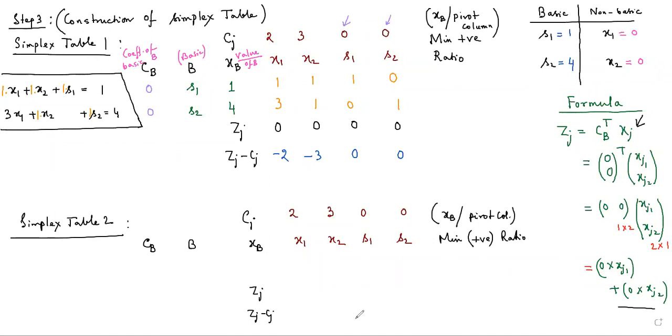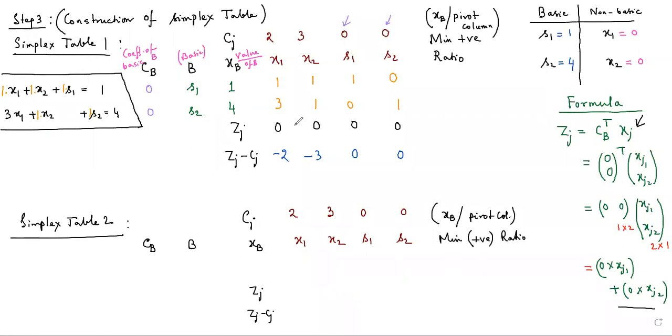Hello, sir. Yes, sir. ZJ minus CJ, sir, that line, can you explain again? Which one? The last line. Minus 2, minus 3. ZJ minus CJ.